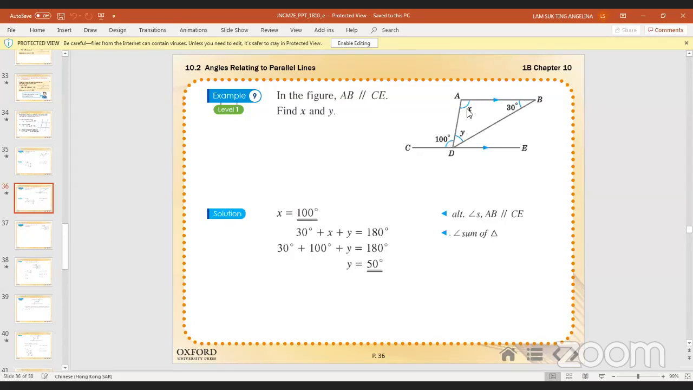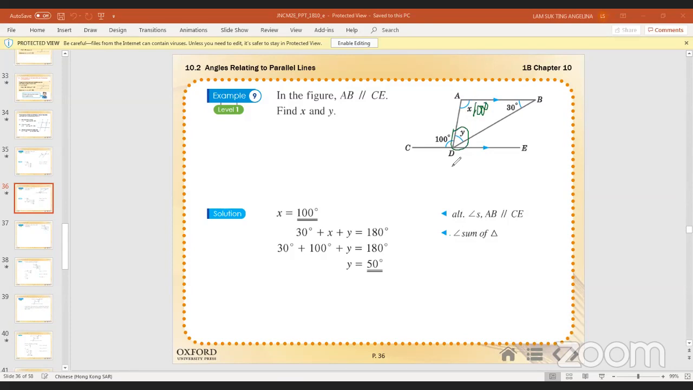Therefore you have to find out what's going on here, any special angles like corresponding angles, alternate angles, something like that. Then you can see that these two are alternate angles. No calculation is needed, but you have to explain why you know that x is 100 degrees: alternate angles, and then refer to this pair of parallel lines, AB parallel to CE. And after you have found x, which is 100 degrees, then you need to find y.